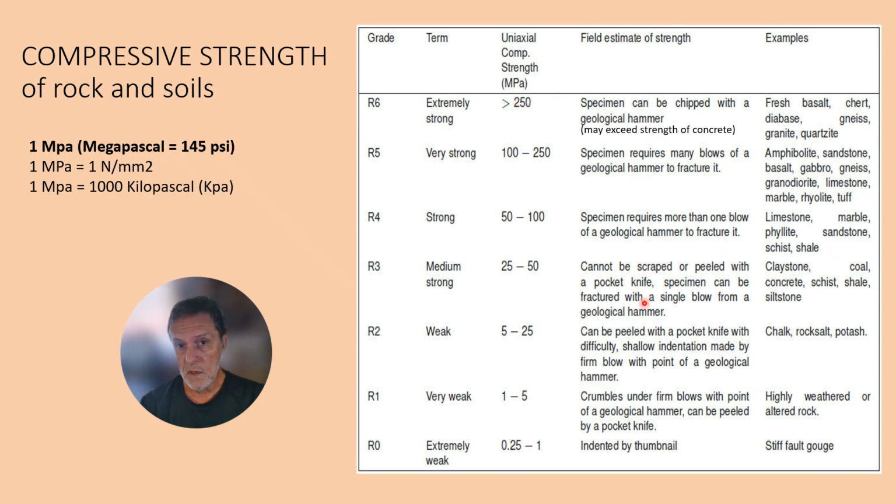And here you have a field estimate of strength. Soft, weak materials, you can put your thumbnail in it and put a dent in it. Very strong, extremely strong materials, you can only chip it or break it with a geological hammer, maybe stronger than concrete. Examples of weak material include maybe chalk. Examples of very strong, extremely strong material may include fresh basalt or quartzite or granite.